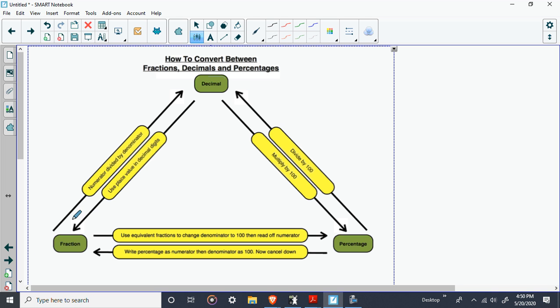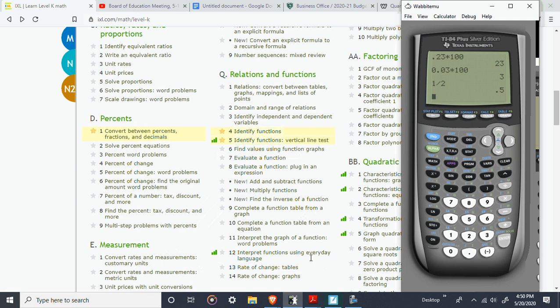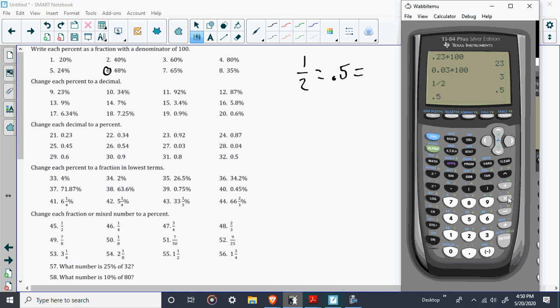To get it from a fraction to a percentage, it says use equivalent fractions to change the denominator to 100, then read off the numerator. You're actually better off taking the fraction, changing it to a decimal, then changing it to a percent. So even though it's 2 steps, remember, one step is divide using your calculator, the second step is multiply by 100. So it's really not as much work as you might see. It's actually much more work to go straight across. Okay. So again, 0.5, now I need to multiply times 100, right? Well, what's 0.5 times 100? 0.5 times 100 is going to be 50%.